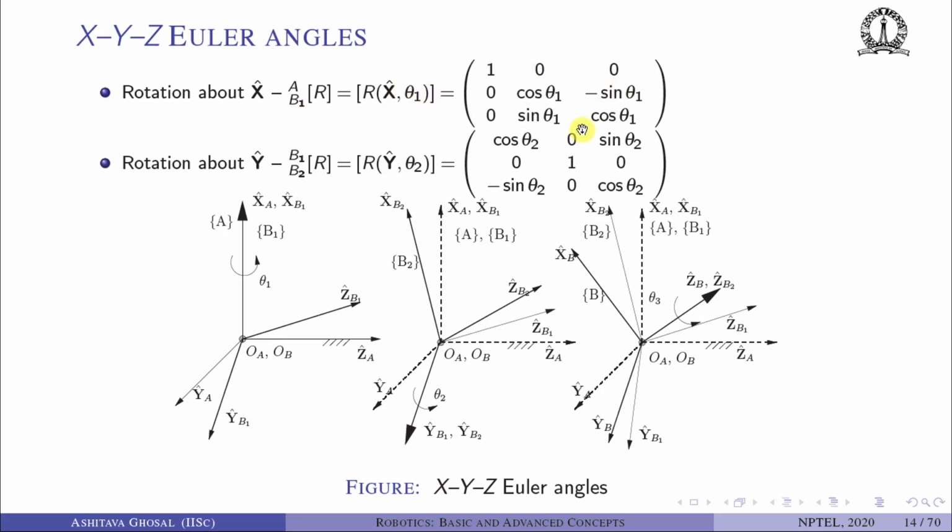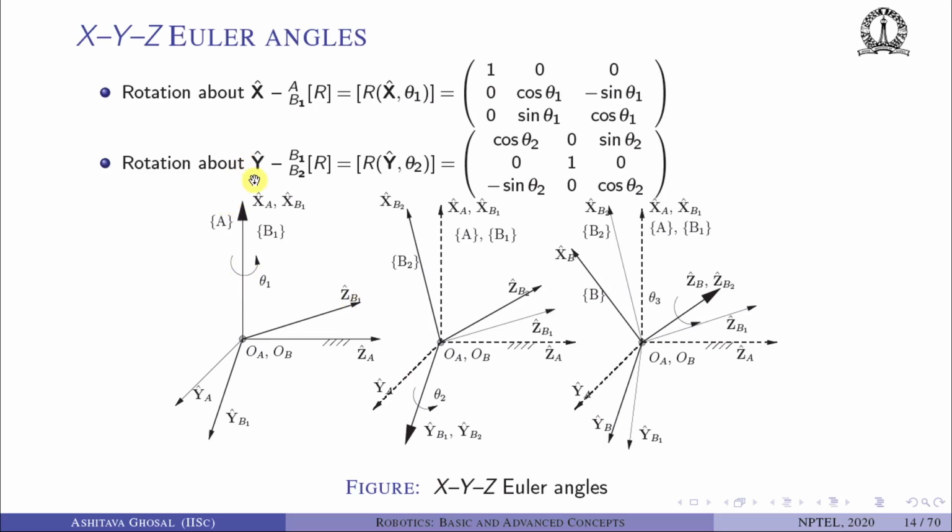We can find this rotation matrix. It is a simple rotation by theta 1 about the x-axis. So you will get 1, 0, 0; 0, cos theta 1, minus sin theta 1; 0, sin theta 1, cos theta 1. So what is happening in this figure here? We have XA and XB1 aligned. YA will go to YB1, ZA will go to ZB1, and the rotation is angle theta 1.